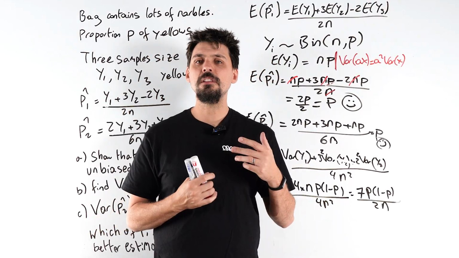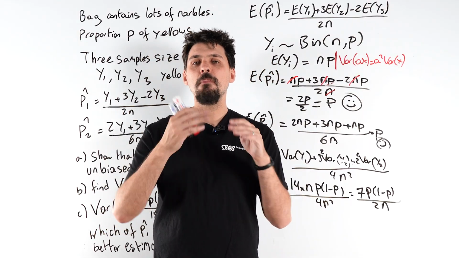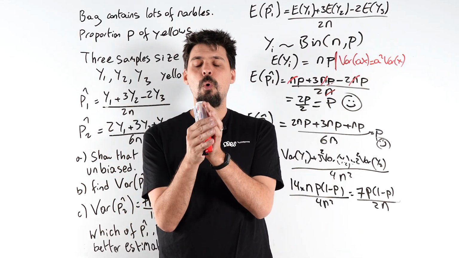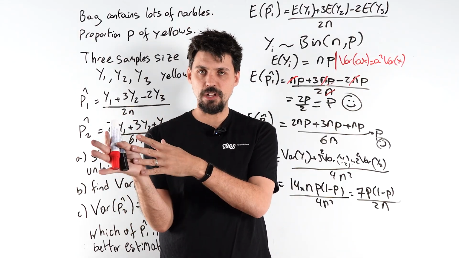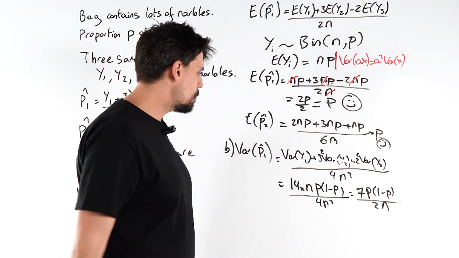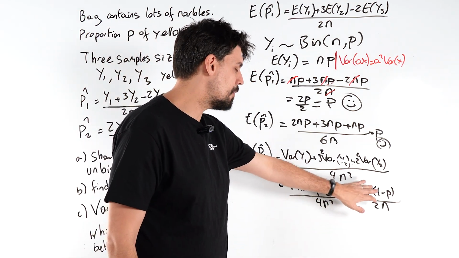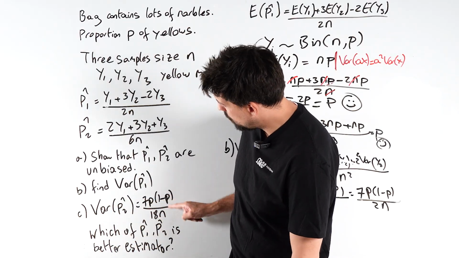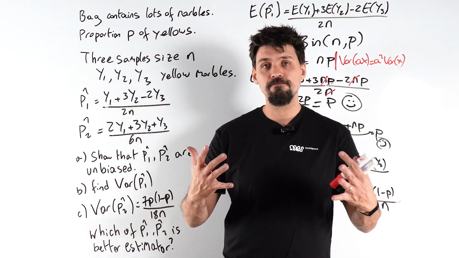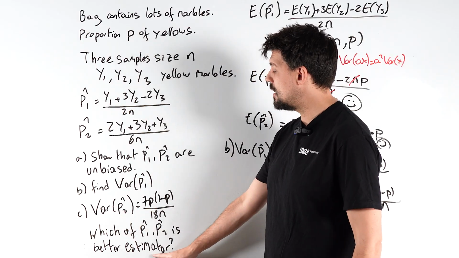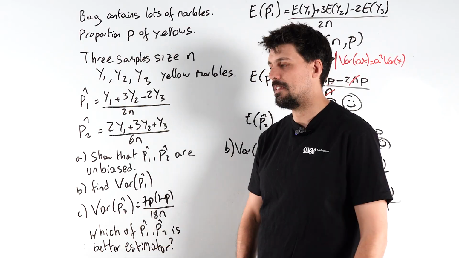Because that means whilst they both average out at P, my individual values will be closer to P for the one with the smallest variance. That's what the variance measures. So which one has a smaller variance? P1, 7p(1 minus p) over 2n, or P2 with 7p(1 minus p) over 18n? It's P2. P2 is the better estimator.